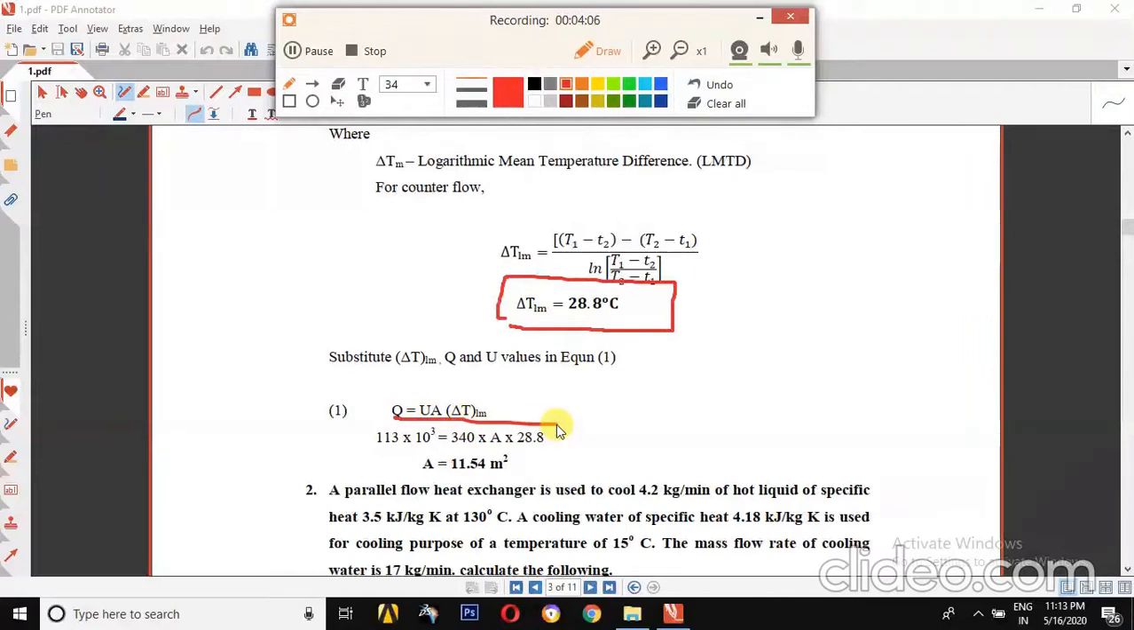Q is equal to U A LMTD. Overall heat transfer coefficient is 340 watt per meter square Kelvin. Q equal to 113 kilowatt. Area is unknown. LMTD equal to 28.8 degrees Celsius. Therefore, our required area is 11.54 meters square.